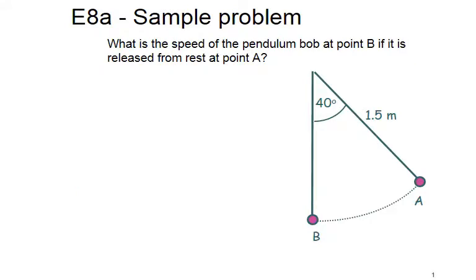All right, so let's go ahead and consider this one here. What is the speed of the pendulum bob at point B if it's released from point A? This is a challenging question because you have to really use what's given here and use some geometry to figure out what's going on.